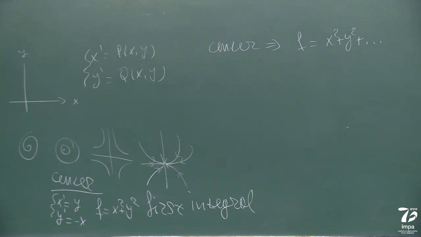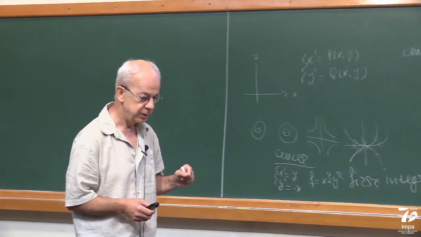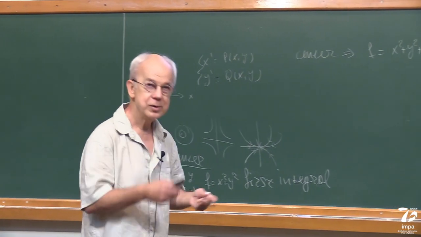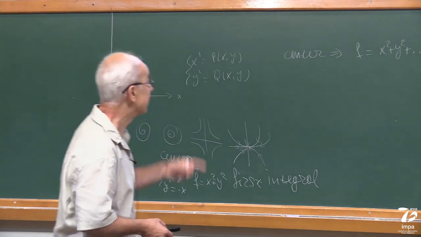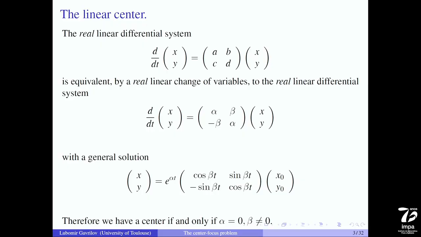It was very well noticed by Dulac, who worked all the time in a complex domain, even without mentioning it explicitly, but implicitly, as when you diagonalize a matrix, it will be in a complex domain. But let us see what happens in the very elementary, indeed very elementary, linear case. If you have a linear system, and we want to study the phase portrait, the first guess is to take the eigenvalues of the matrix.